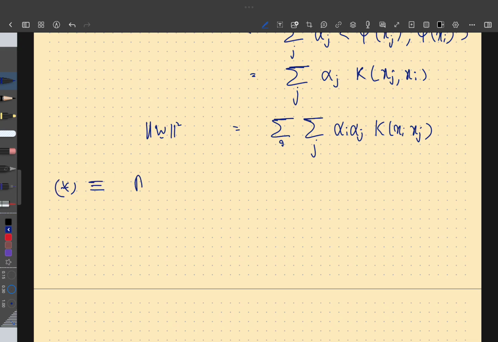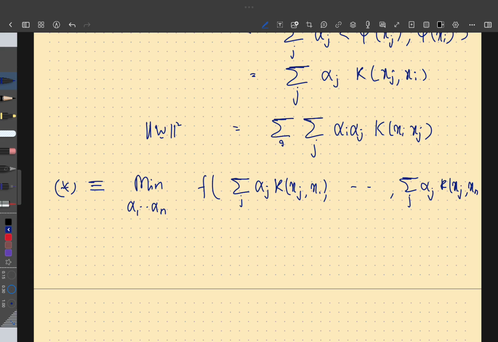so this is equivalent to solving for minimizing over all alpha 1 through alpha n of f of summation over all j, alpha j k of xj x1, through summation over all j, alpha j k of xj xn, plus r of square root of sum over i, sum over j, alpha i alpha j k of xi xj.